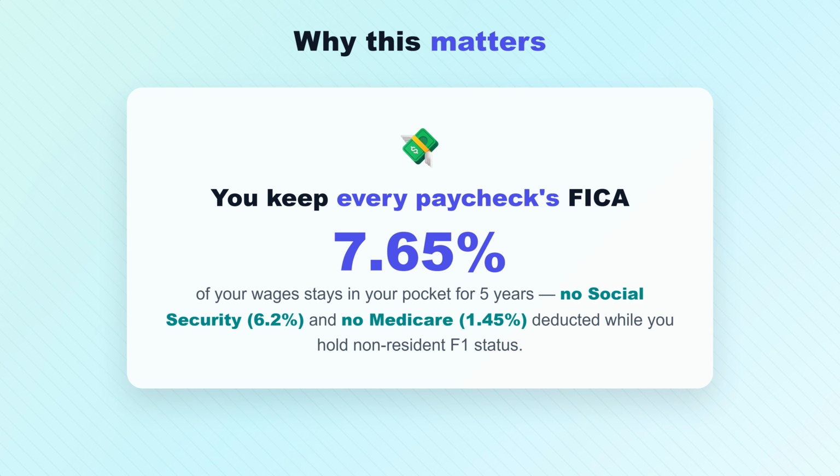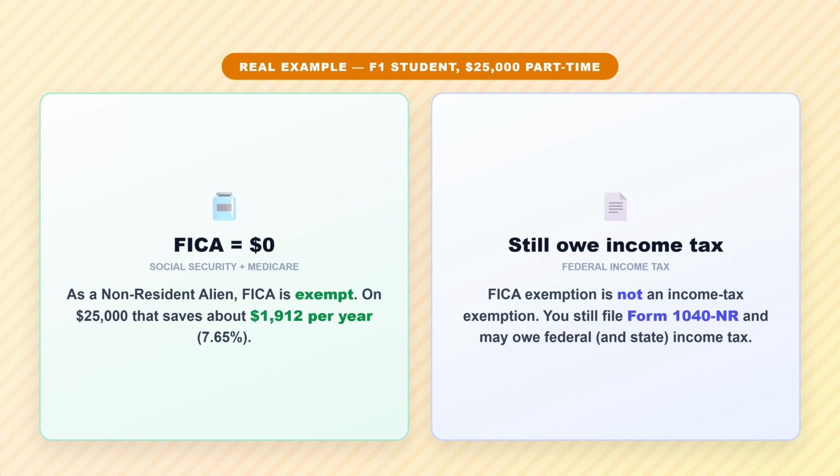Why does this matter so much? Because you keep the entire 7.65% of your wages that would normally go to FICA. For 5 years, there is no Social Security at 6.2% and no Medicare at 1.45% deducted from your pay, as long as you hold non-resident F1 status. That is real money that stays in your pocket while you study. Let us see it with an example.